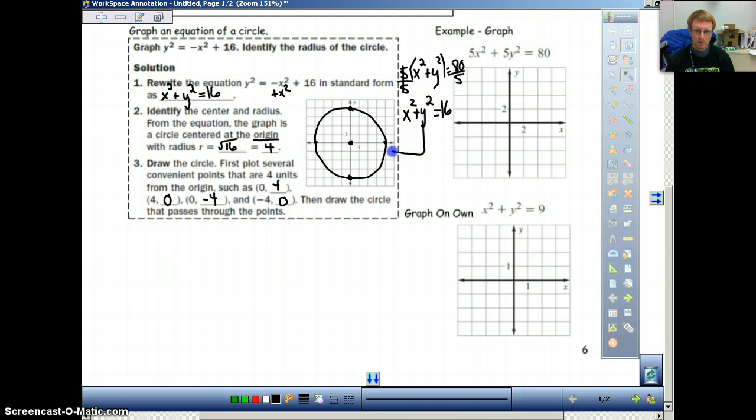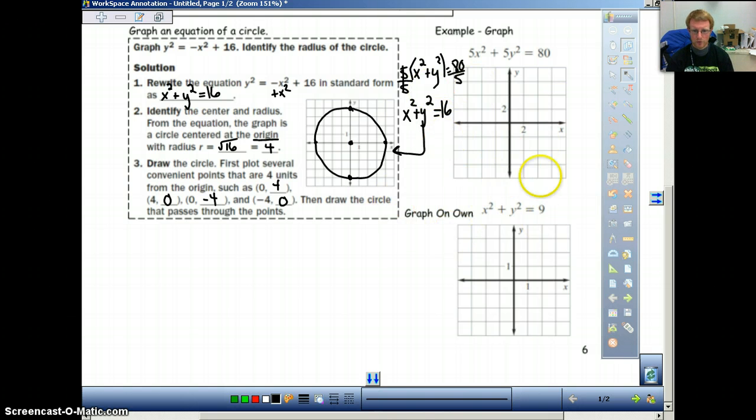Which means this is going to be exactly the same as this. So I'm not going to go through and regraph this or anything like that. That's the basic idea. You get x squared plus y squared equals 16, so it's the same. Now we figure out our radius is 4, everything else is the same, so it's centered at the origin, etc. Okay? So I'm not going to go ahead and regraph that.